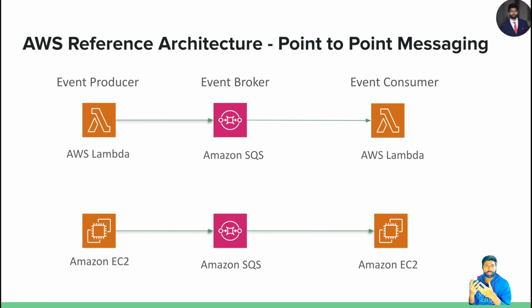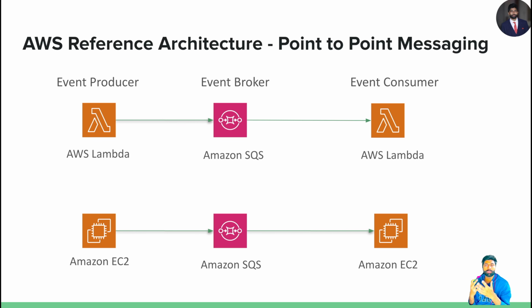In microservices applications, asynchronous point-to-point messaging between microservices is also referred to as dumb pipes. In this reference architecture on the slide, you have AWS Lambda as an event producer, Amazon SQS as an event broker, and AWS Lambda as an event consumer. So you have one event producer and one event consumer.